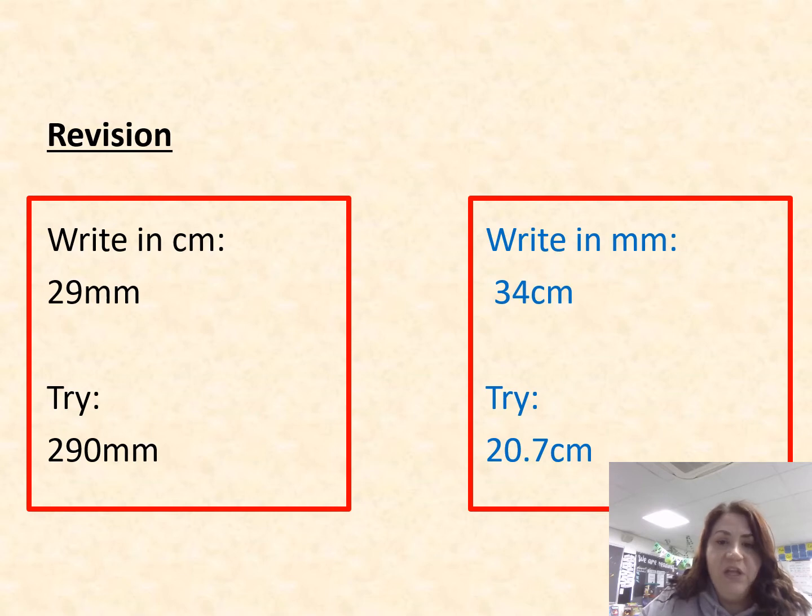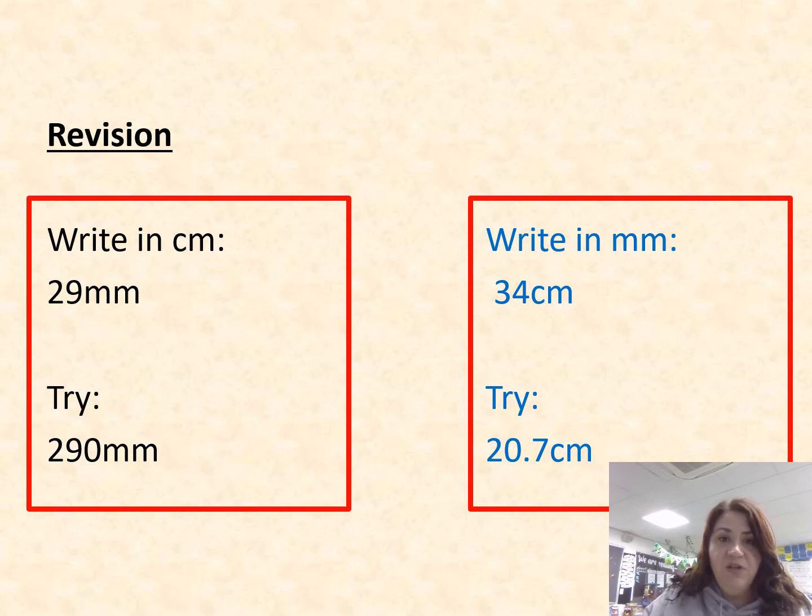Okay, we're going to do a little bit of revision from yesterday. So let's look at this first question. Write in centimetres, 29 millimetres. So we're going from a smaller unit and we want to convert it to the larger unit. What do we do then? Multiply or divide? We divide. Smaller to larger, we divide. What are we dividing by? There are 10 millimetres in 1 centimetre, so we're going to divide by 10. Okay, so 29 divided by 10.